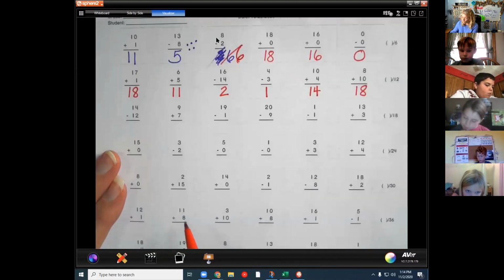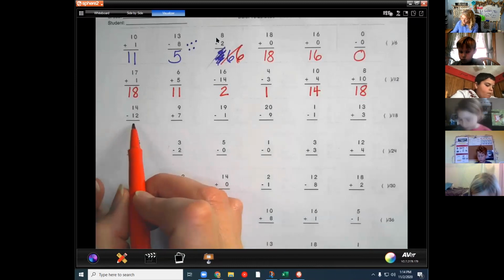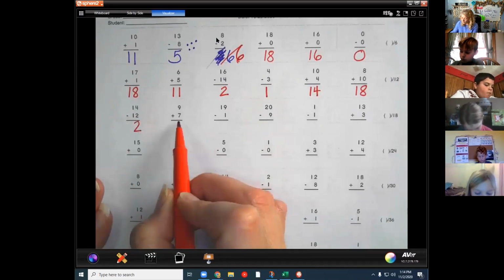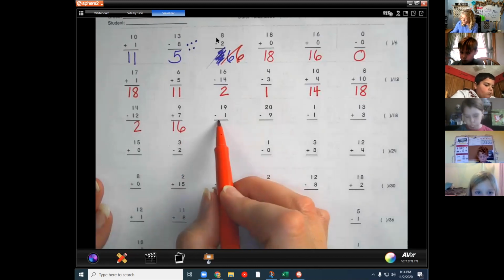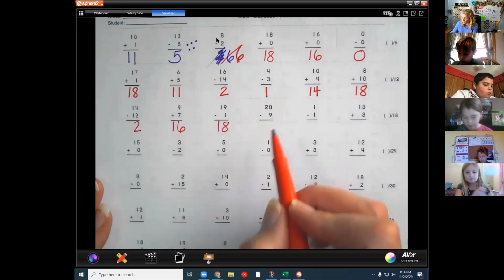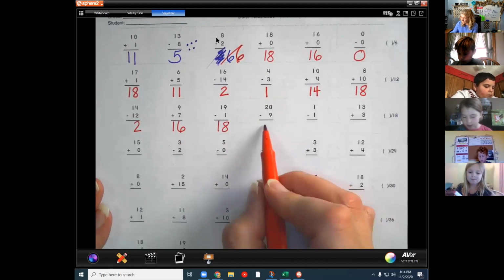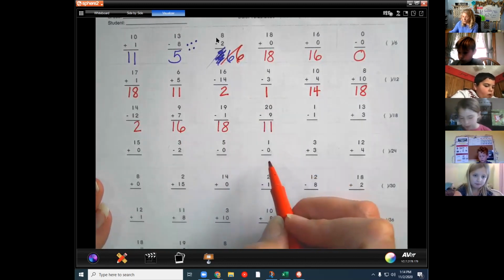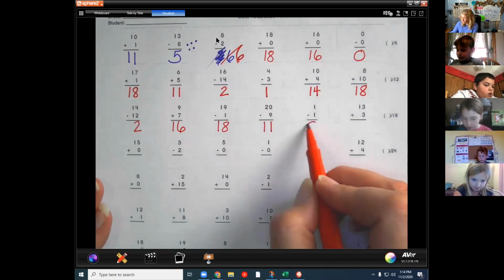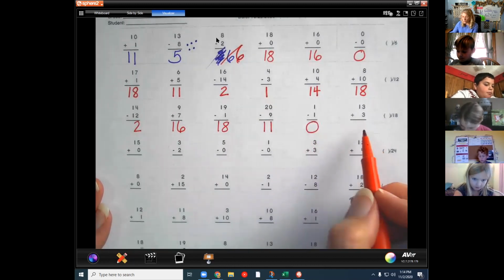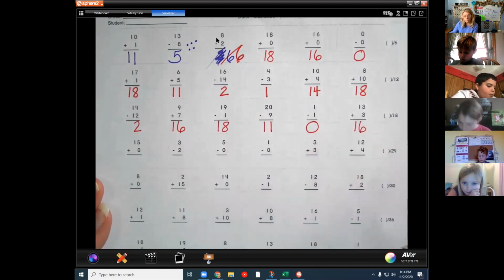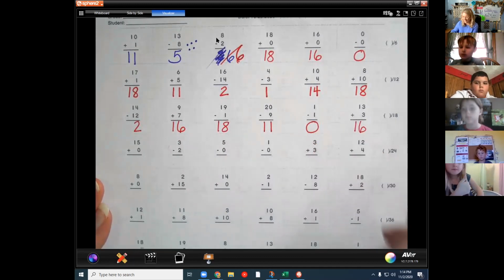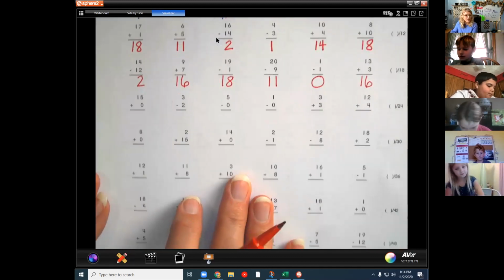Okay, third row. 14 minus 12 is 2. 9 plus 7 is 16. 19 minus 1 is 18. 20 minus 9 is 11. 1 minus 1 is 0. 13 plus 3 is 16. Keep going. Shake a yes or a no. Okay, I see yes. All right, wonderful.